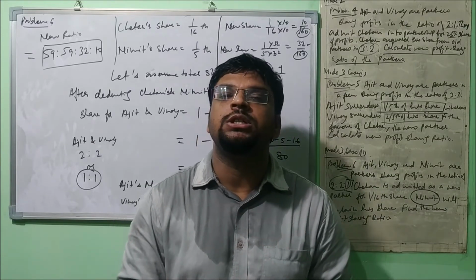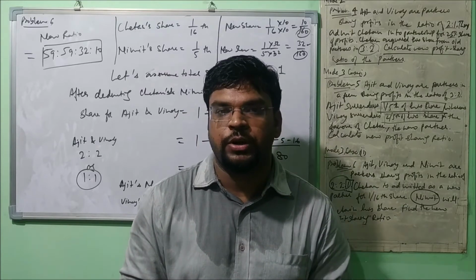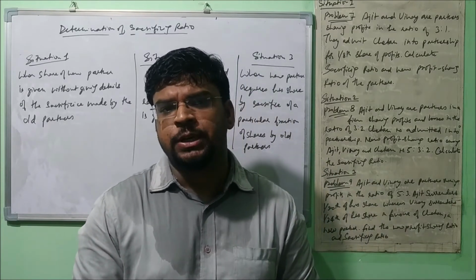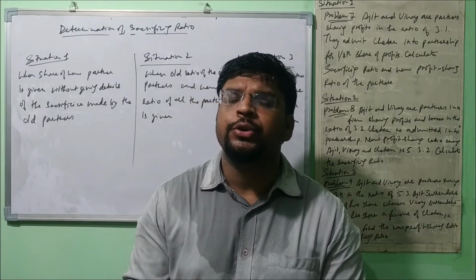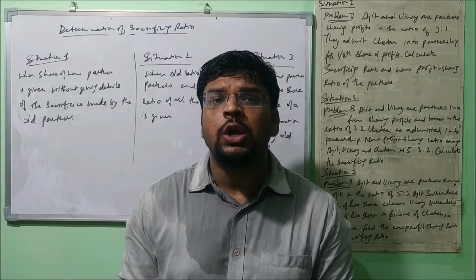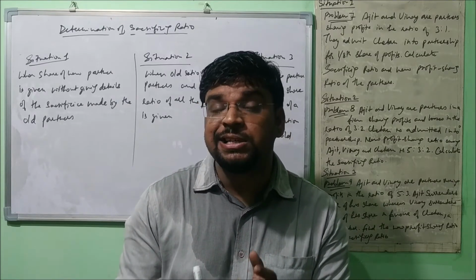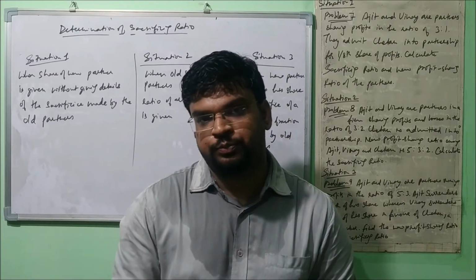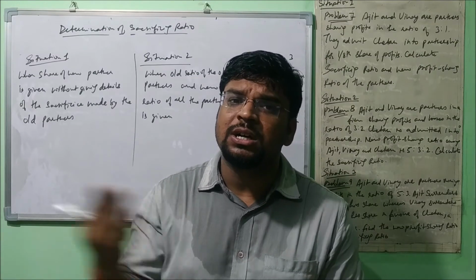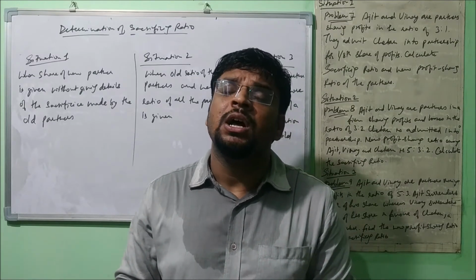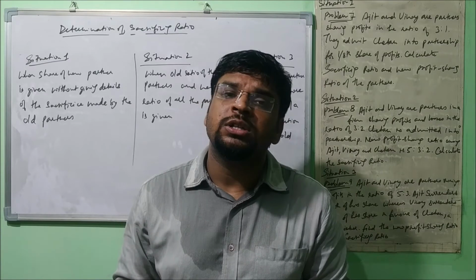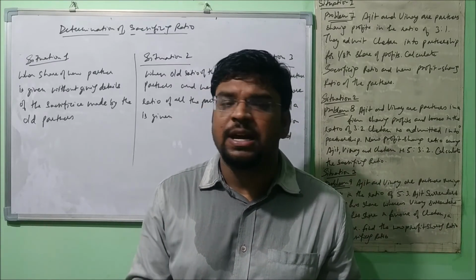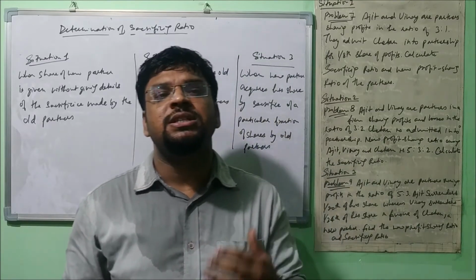Now let's move on towards the calculation of sacrificing ratio: determination of sacrificing ratio in terms of admission of a new partner. What is the sacrificing ratio? Already you know that. Sacrificing ratio is the ratio in which the old partners forgo, that is the sacrifice made by them, in favor of the new partner. I already explained that the new partner comes for some share, so definitely the old partners are supposed to surrender or sacrifice some share. The ratio in which they sacrifice is known as the sacrificing ratio.